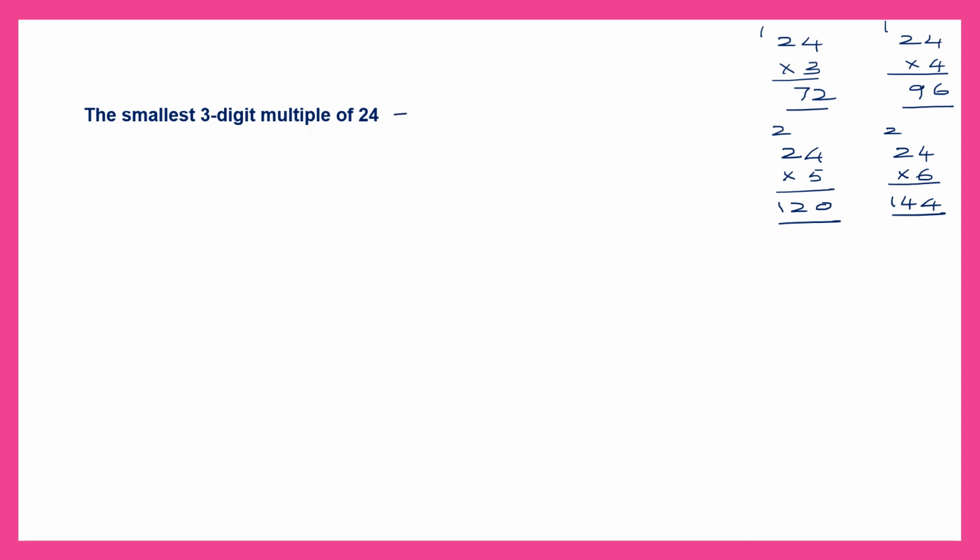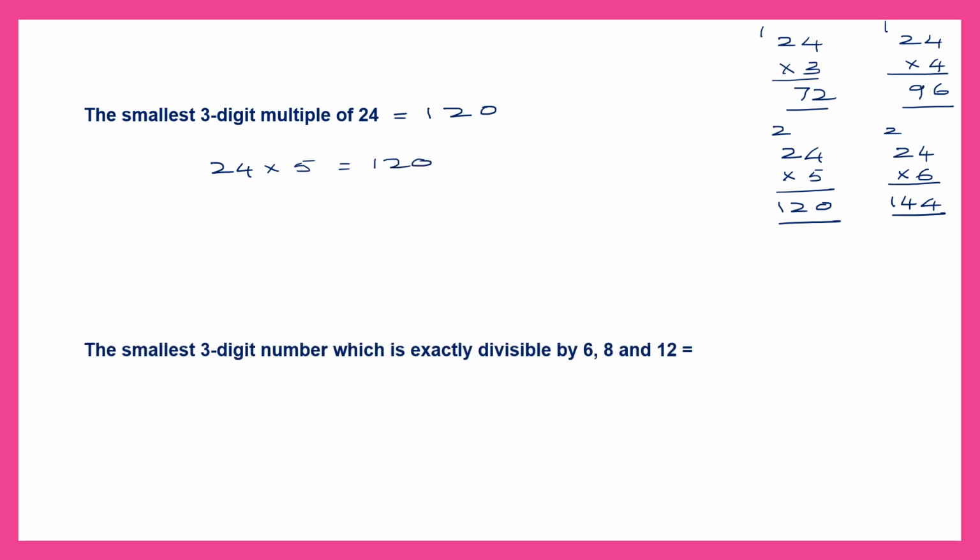So let's write it down here. 120. And how did we get that? We got it by multiplying 24 into 5 and that gave us 120. So what is our answer? The smallest 3-digit number which is exactly divisible by 6, 8 and 12 is 120. So this is our answer.